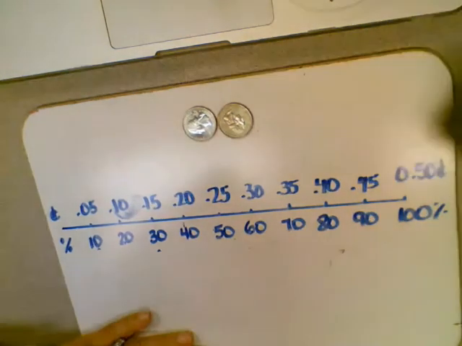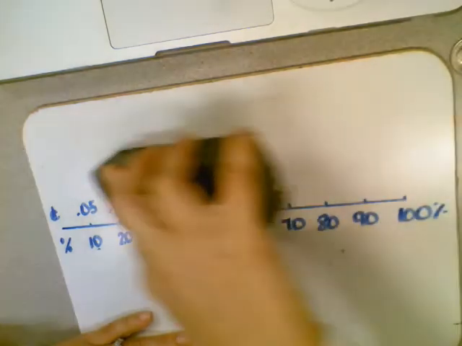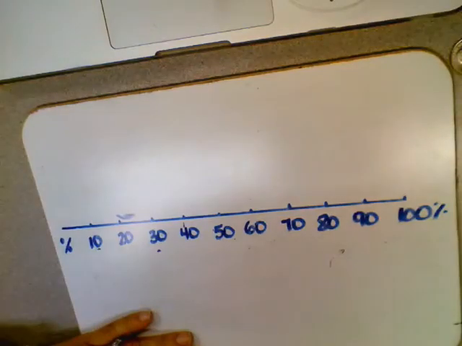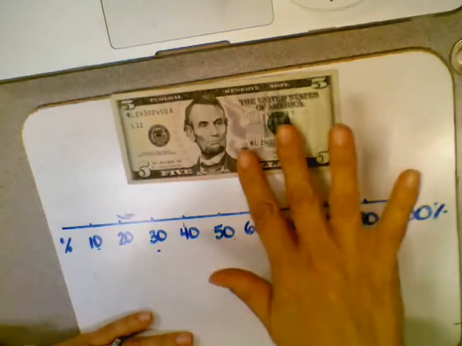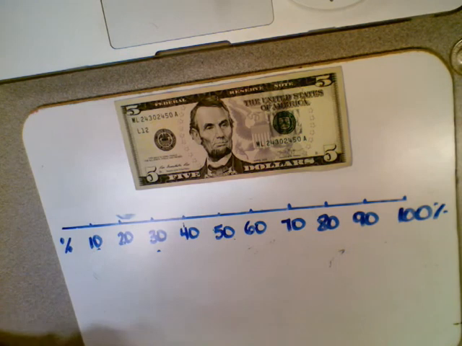Now, your job is to try to figure out on your own, if your whole was $5, what will your percent ruler look like? Take your time at home, draw a picture just like mine, and see if you can figure it out. Next period, we'll talk about it and see what you come up with.